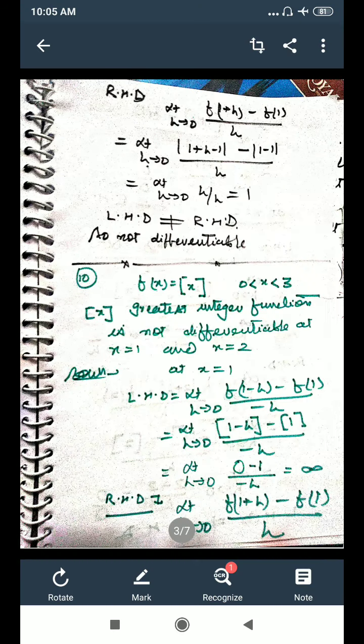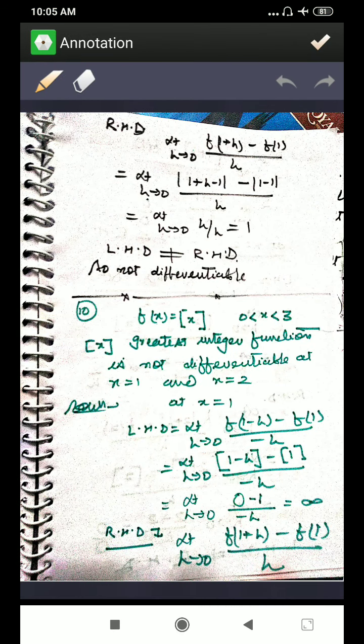The greatest integer function is nothing but the integer less than or equal to x. So I am explaining the meaning. Suppose it is given 1.1. So you find the greatest integer less than 1.1. Less than 1.1, there are so many integers, 1, 0, minus 1, all are less than 1.1. But the greatest out of these is 1.